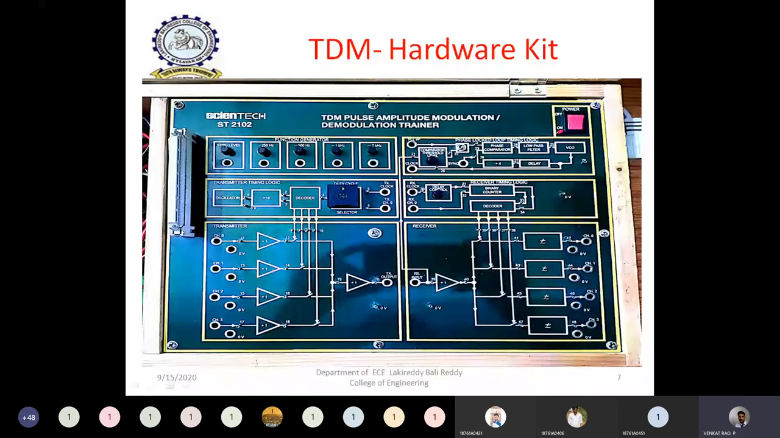In order to perform multiplexing, there are 4 channels, that means 4 input signals. All these 4 input signals we must connect at these points like this. By using some patch cards, we can directly connect the first signal, second signal, third signal, and fourth signal at these points. Of course this is the ground signal, so by default it is already connected.